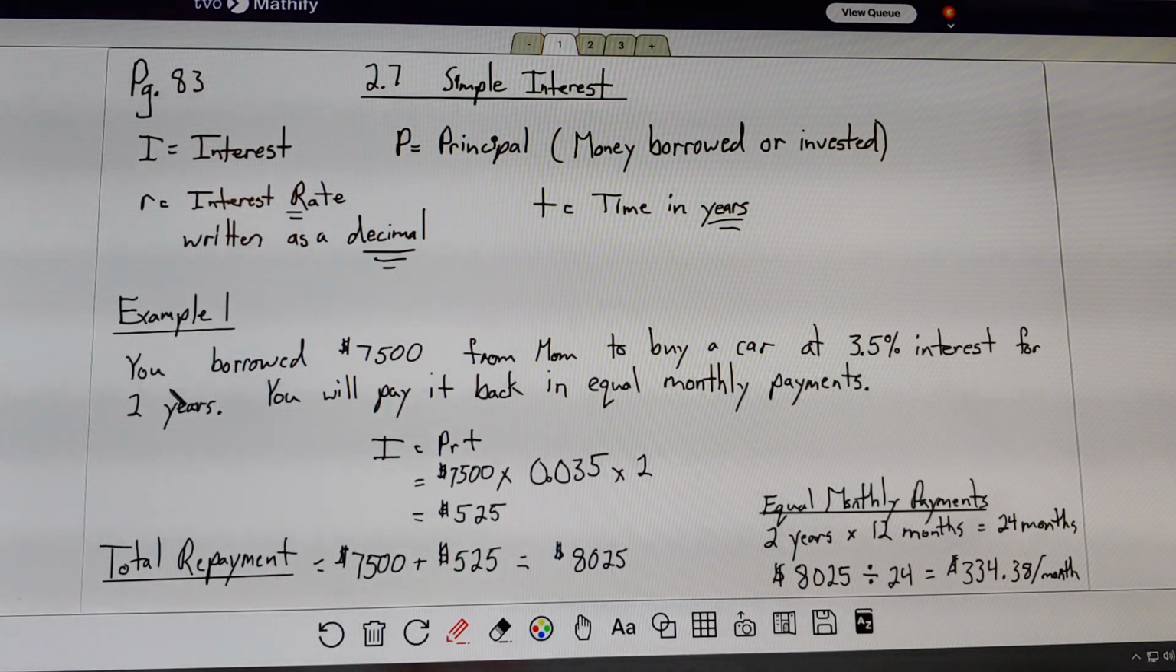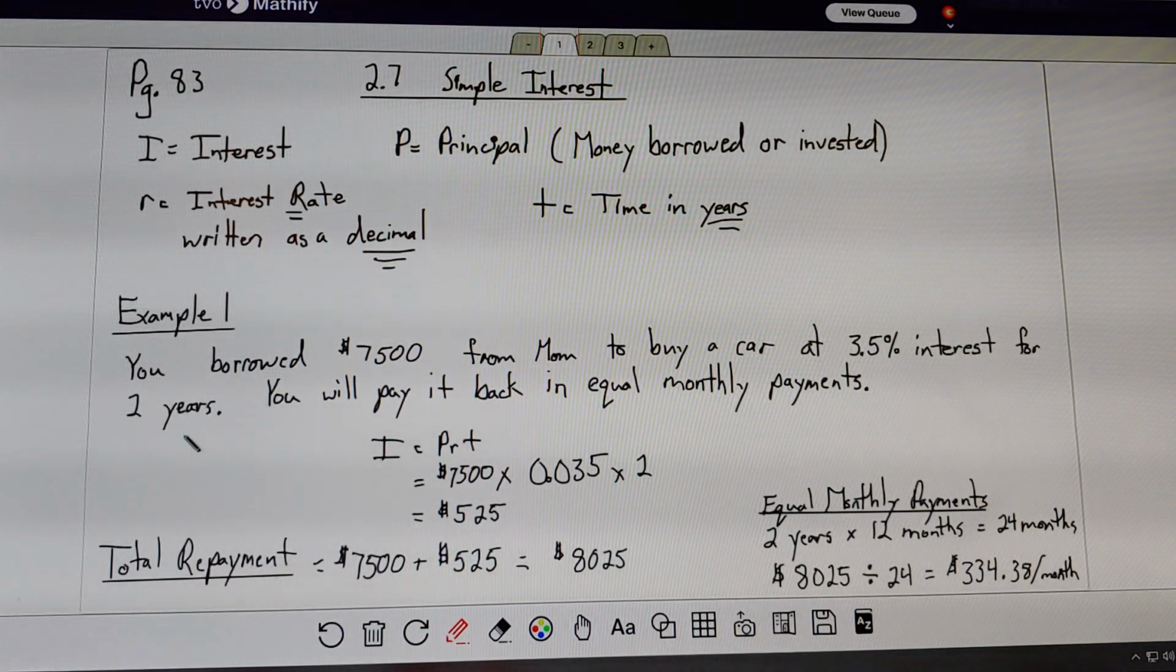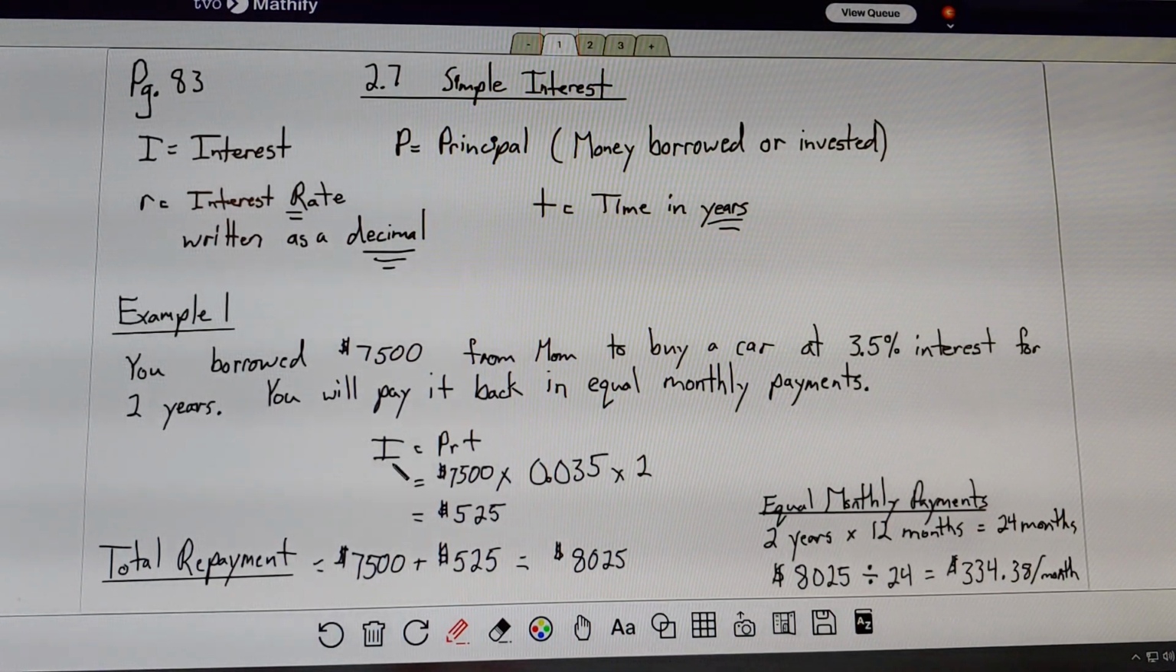So here's example one. Okay, so you went and borrowed $7,500 from the Bank of Mom so that you could buy a car. You were charged 3.5% interest, and you had that money for 2 years. And you've decided that you're going to pay it back in equal monthly payments. Okay, so here's our formula.